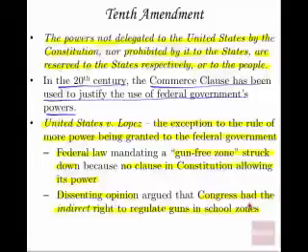Now, the dissenting opinion argued that Congress had the indirect right to regulate guns in schools. According to the dissenting opinion led by Justice Stevens, there's nothing in the Constitution that allows regulating guns in schools specifically, but under the Commerce Clause, Congress has the right to regulate commerce. And this is the line of reasoning that the dissenting judges used.